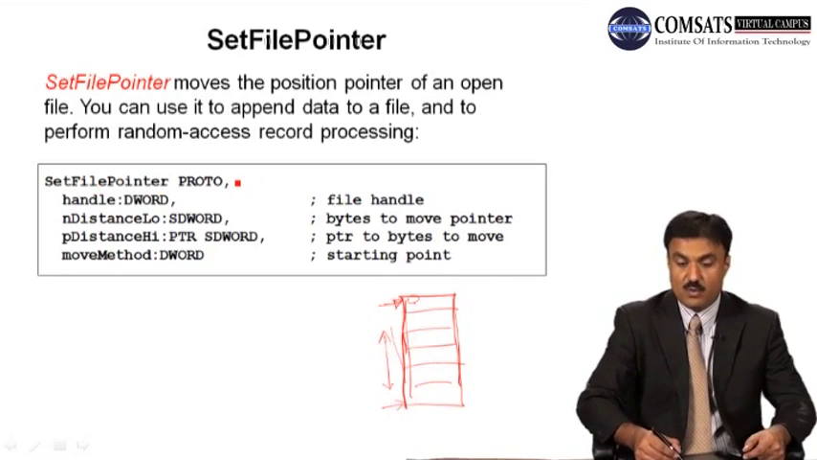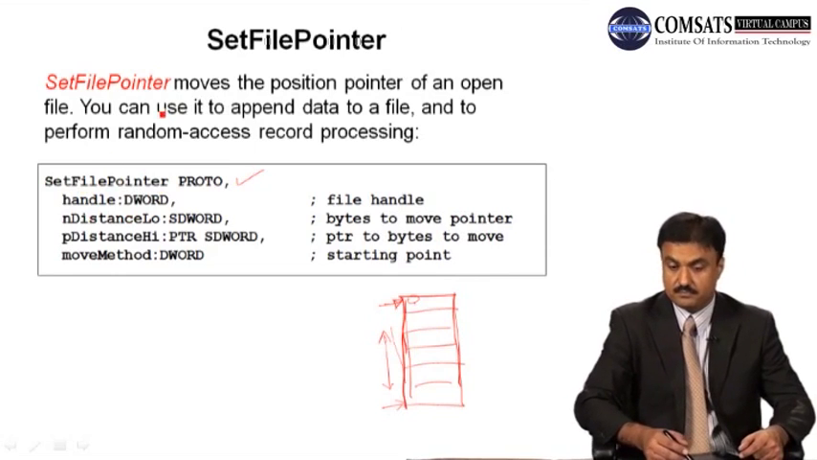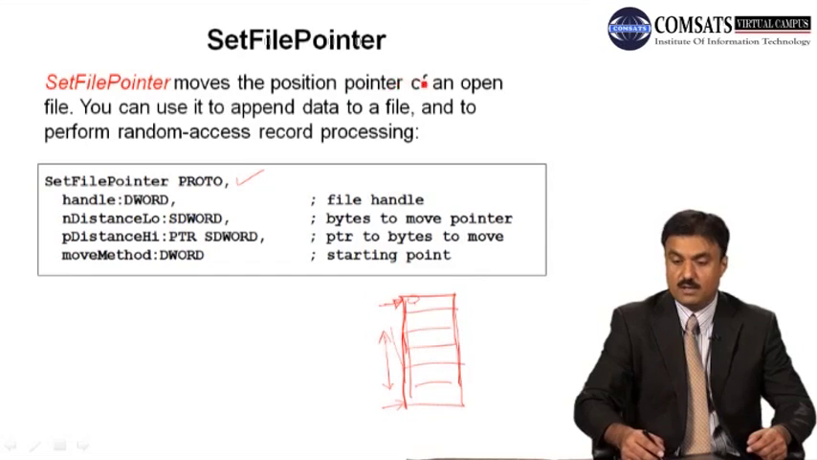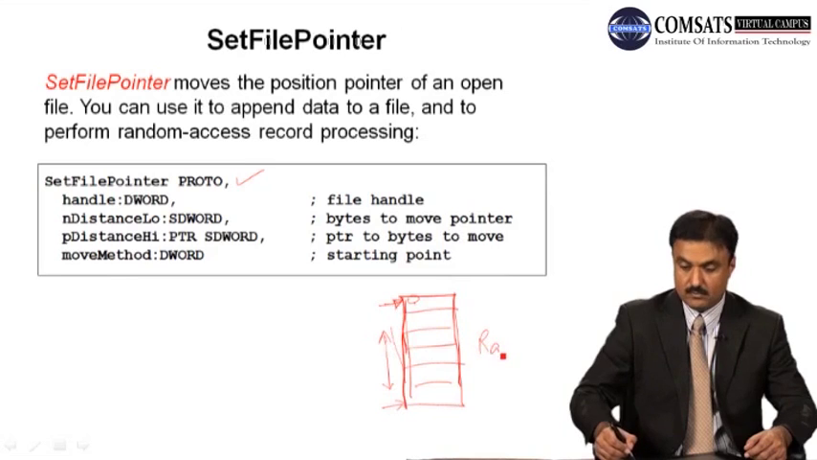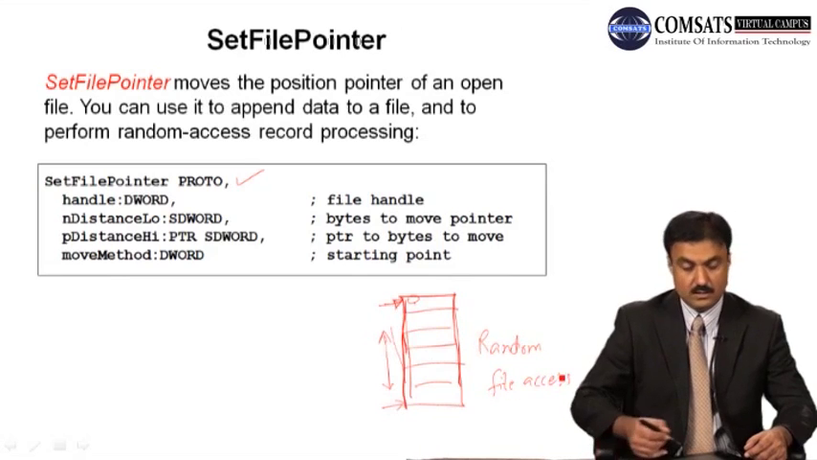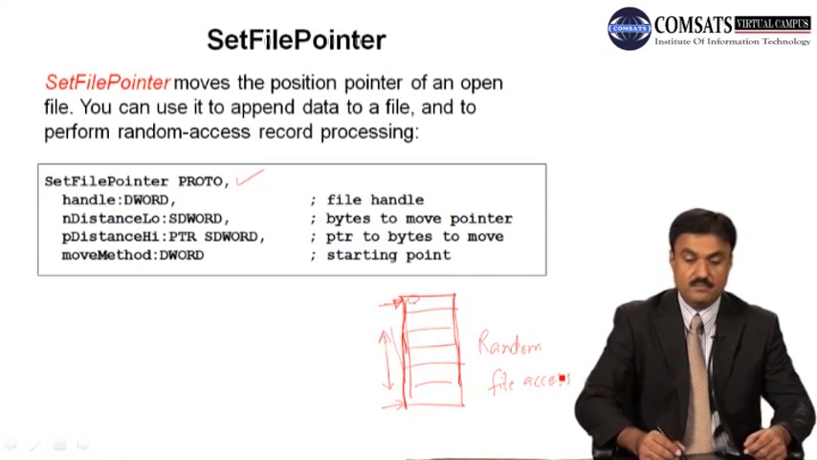So we can define a file pointer by using SetFilePointer. It moves the position pointer of an open file. You can use it to append data to a file and to perform random access record processing. So, as I told you, for random filing or random file access, we use this type of SetFilePointer.